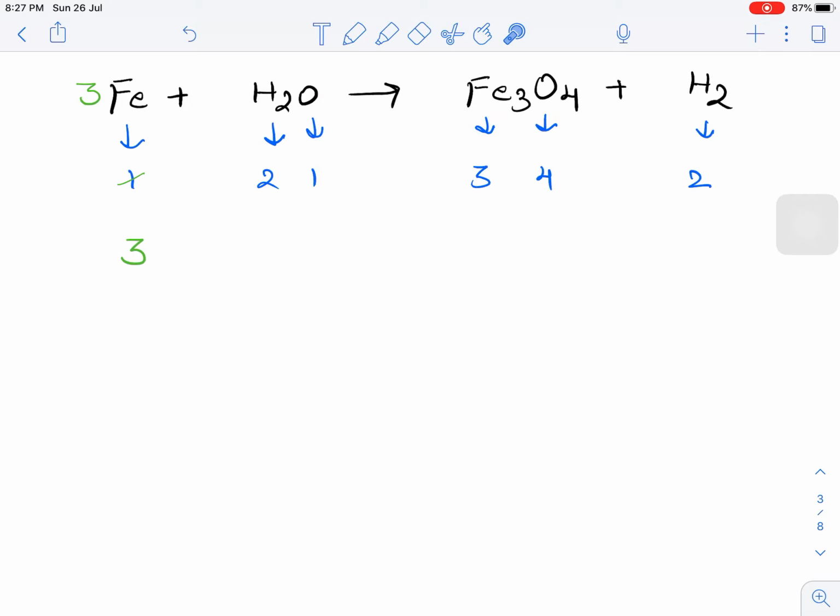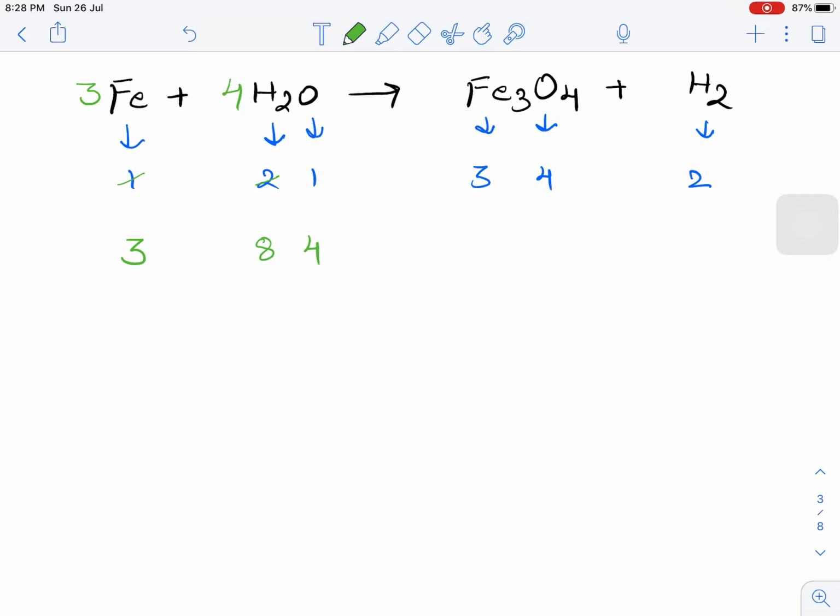Now we cannot write 4 here as a suffix, so to make this one a 4, I have to write 4 here. When I write 4 here, this 4 will multiply all of these suffixes. So now what are the total numbers of hydrogens? The total number of hydrogens on the LHS is 4 2s are 8, and oxygens are 4 1s are 4.